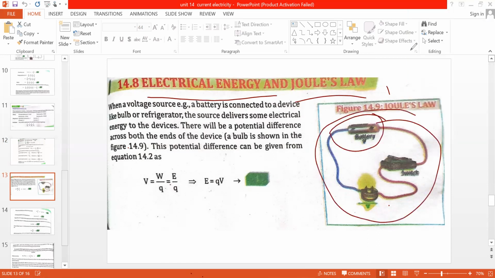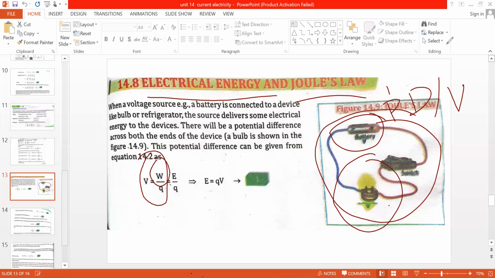This is the battery that is providing the potential difference, or we can say the voltage, and it is connected with this bulb. So what is the potential difference? We know the potential difference is given by V equals W by Q. So basically, when we are moving the unit charge from one potential to another potential, we are doing the work done. So this work done is in the form of energy.